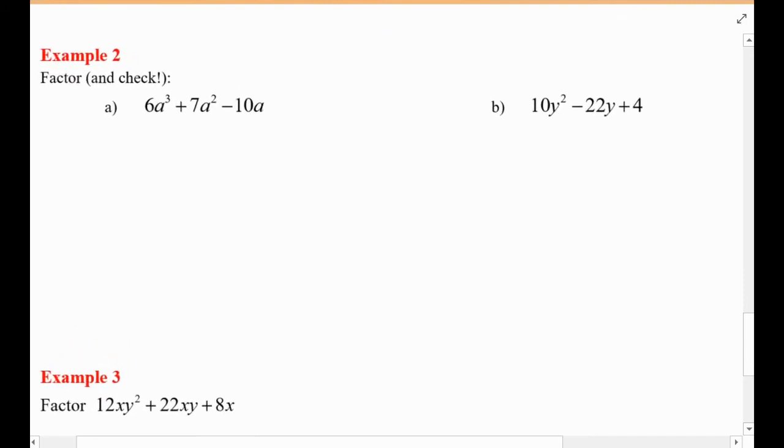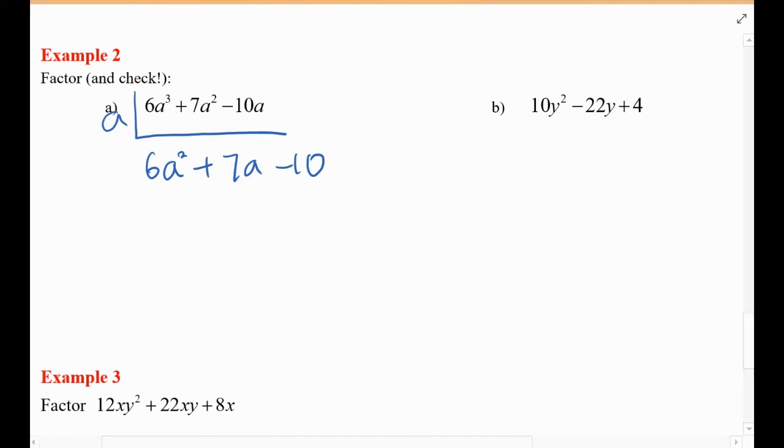Next, we have 6a cubed plus 7a squared minus 10a. Before we start, I want you to think about this. Does this polynomial have GCF, common factor? Yes, it does. What can we factor out? A. It becomes 6a squared plus 7a minus 10.